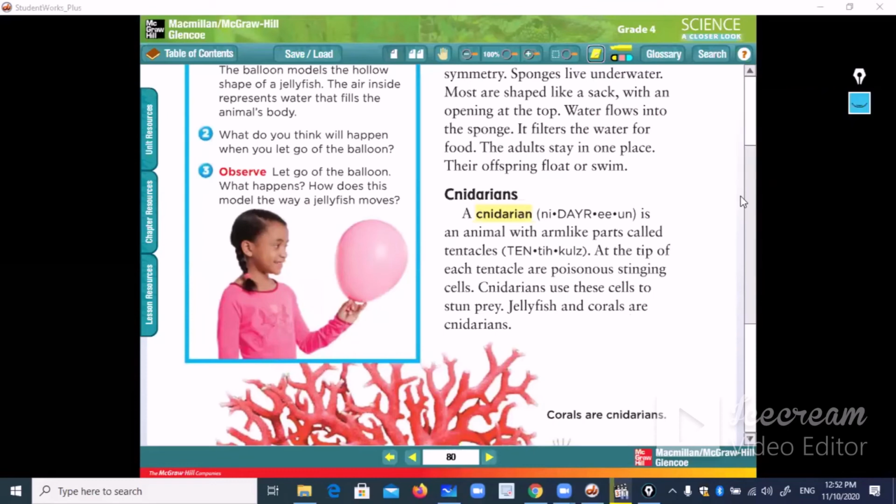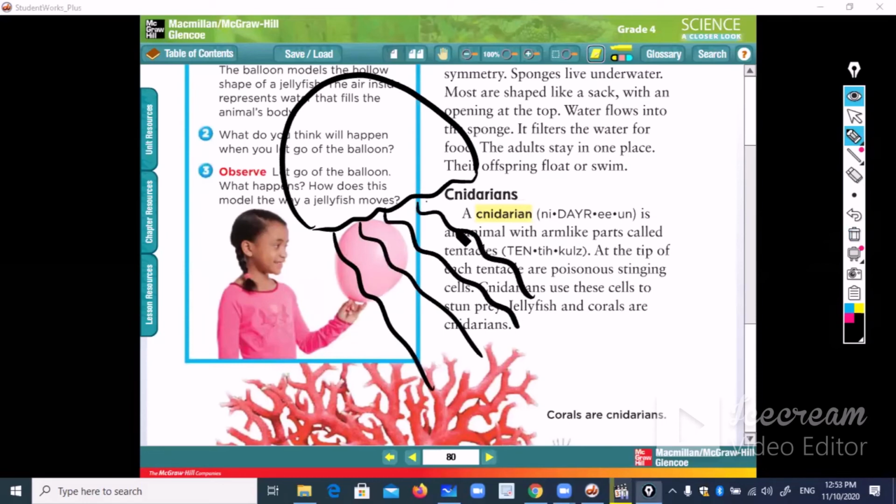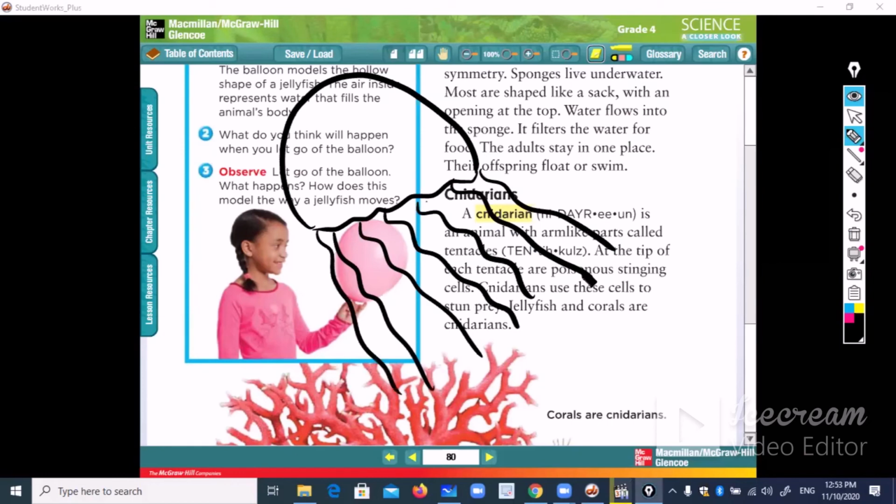Okay, guys, now let's explain some information about Cnidarians. Cnidarians, like jellyfish. If you look at the jellyfish, its shape is like a balloon, and down here we have the arm-like parts. These arm-like parts are called tentacles. These tentacles have poisonous cells, called stinging cells.